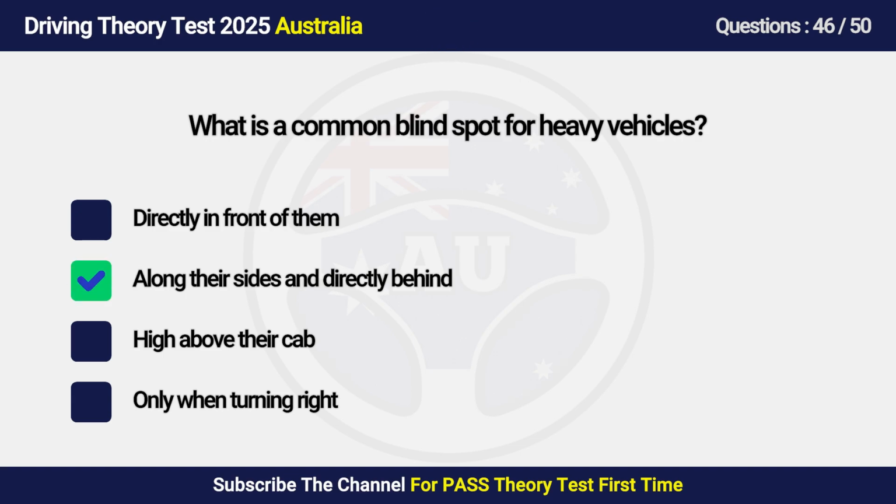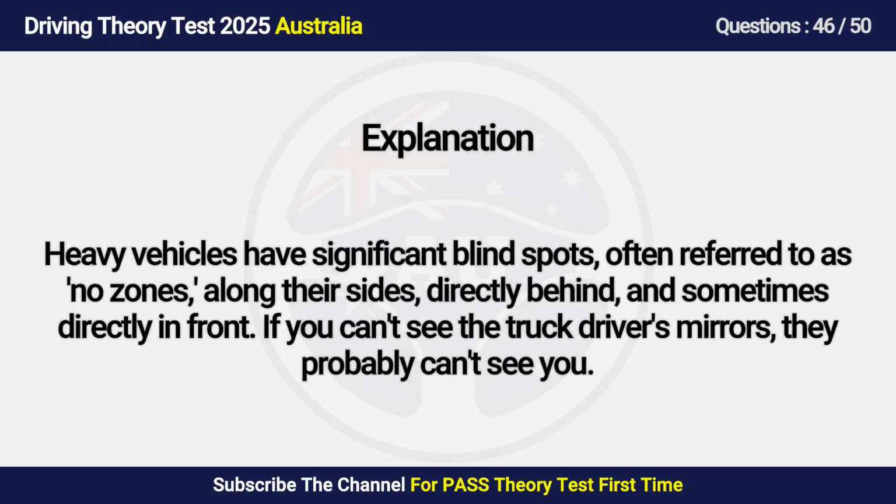Answer is B. Along their sides and directly behind. Heavy vehicles have significant blind spots, often referred to as no zones, along their sides, directly behind, and sometimes directly in front. If you can't see the truck driver's mirrors, they probably can't see you.